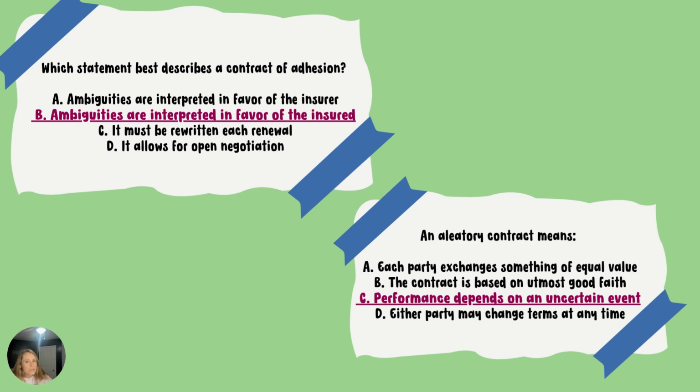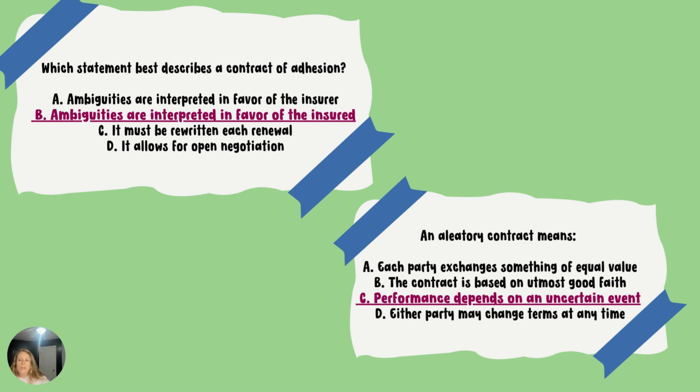This one says, which statement best describes a contract of adhesion? And the answer here is B. It says ambiguities are interpreted in favor of the insured. You can see A says in favor of the insurer, which no, right? It's in favor of the insured, again, because they can't change it. The insurer wrote the contract, the insured cannot change it.